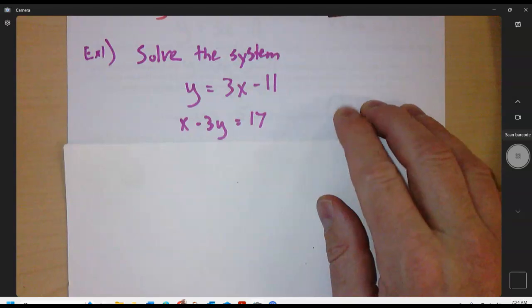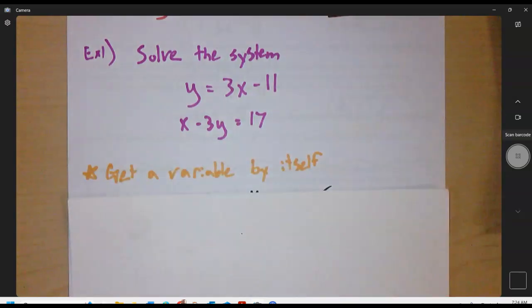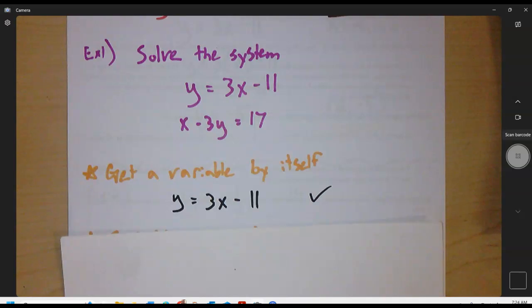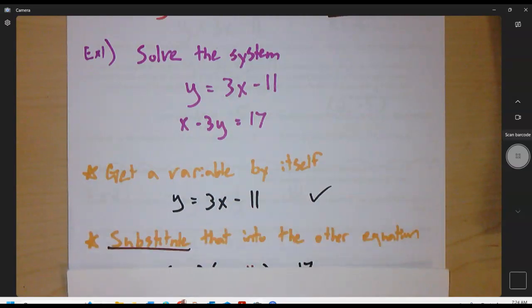So step one to making this happen is getting a variable by itself. I need x by itself on one side of the equal sign or y by itself on one side of the equal sign. And thank you, Mr. Edwards, I already gave you that part of this problem. It says y is 3x minus 11. Cool, done.